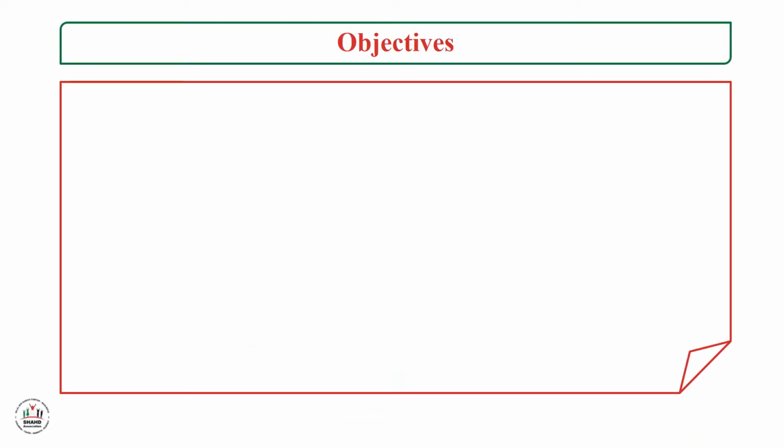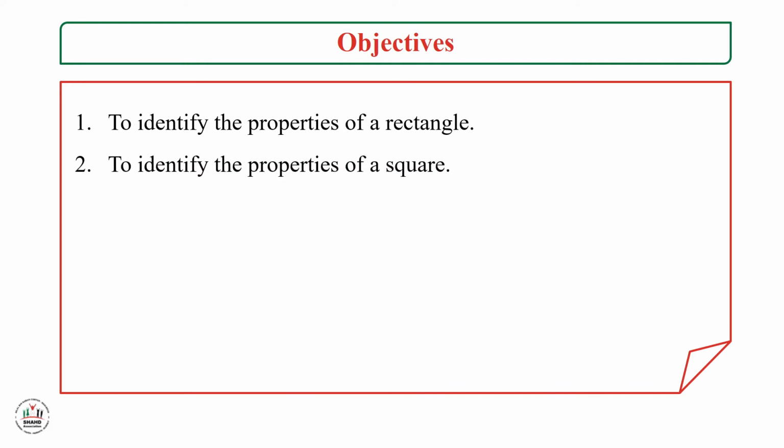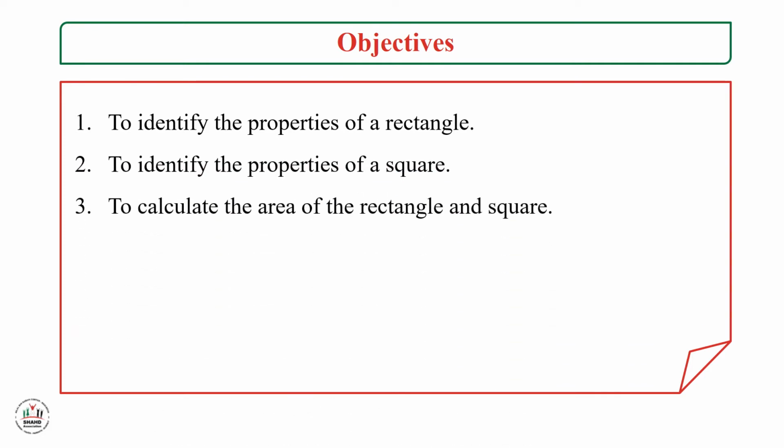The objectives for this lesson are to identify the properties of a rectangle and the properties of a square, and we will make a quick revision on how to calculate the area of the rectangle and square.